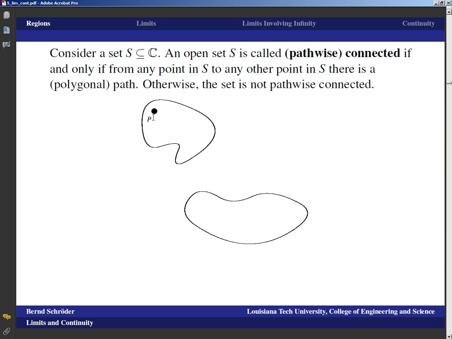And that's because if I take this point P here and this point Q over here, then even though I can try to draw a path from P to Q and even succeed in drawing that path, any connecting path from P to Q must leave the region, and that means this thing is not pathwise connected.